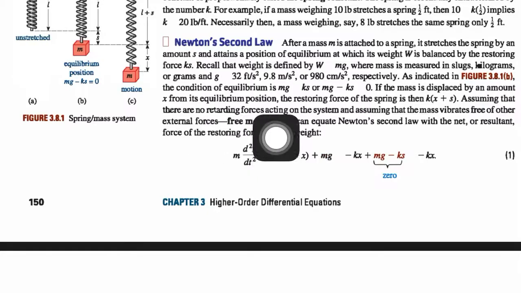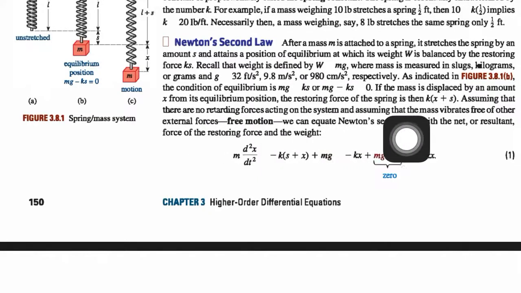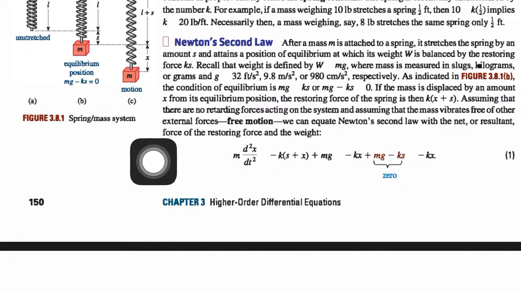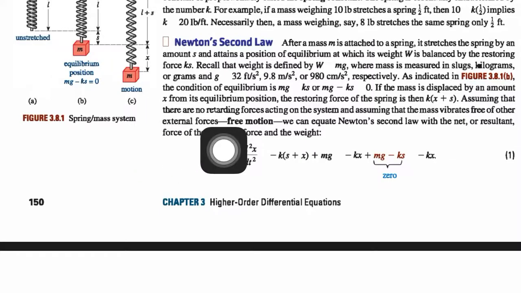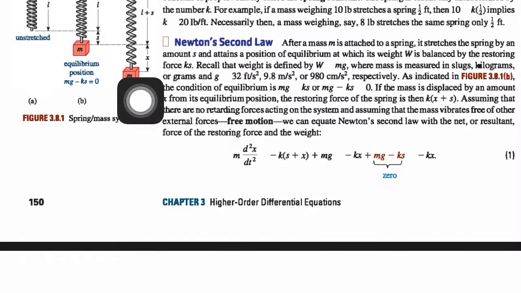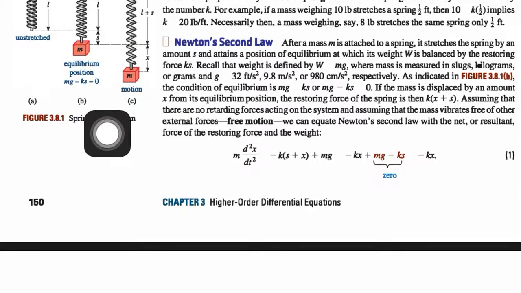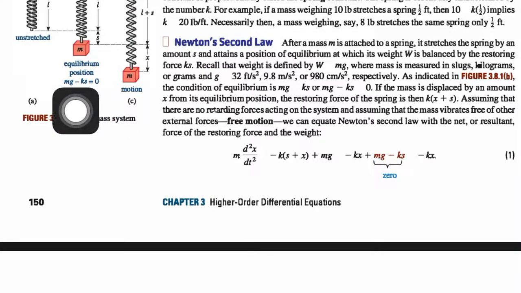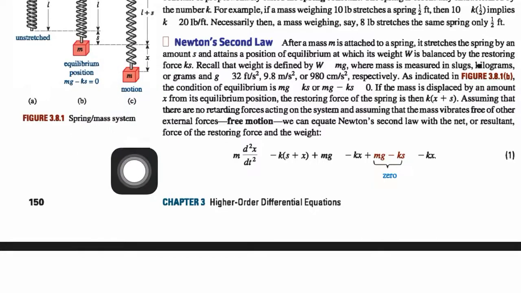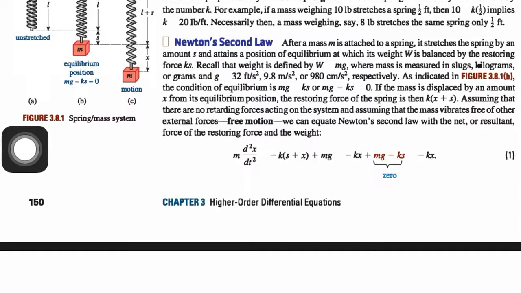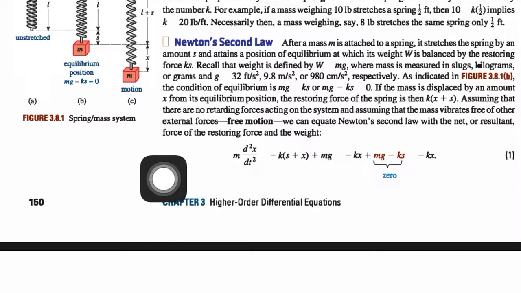Assume that there is no retarding force acting on the system, and assume that the mass vibrates free of other external force. You can say free motion. It means there is no external force applied on the spring that can disturb the motion of the spring. There is no retarding force or external force. So the spring vibrates by itself without the help of any other force.